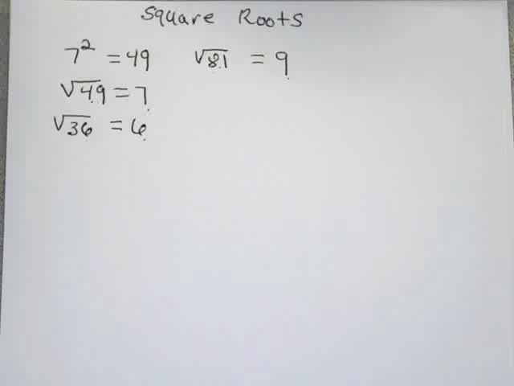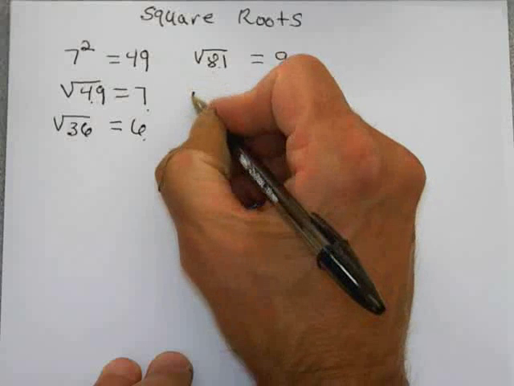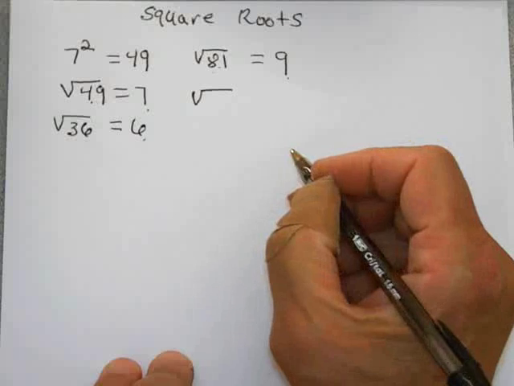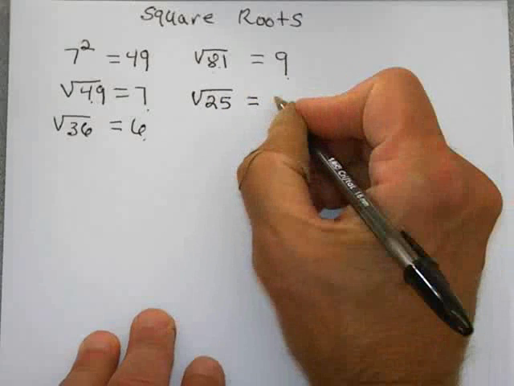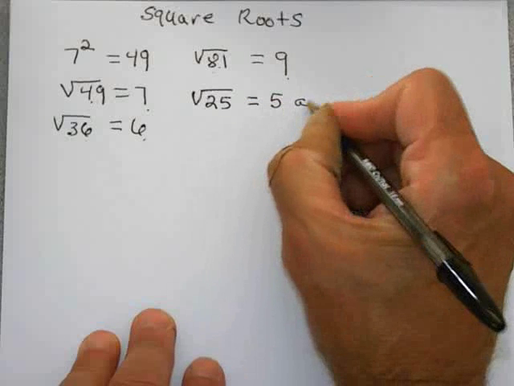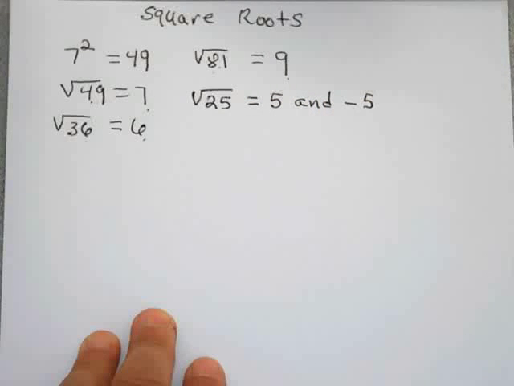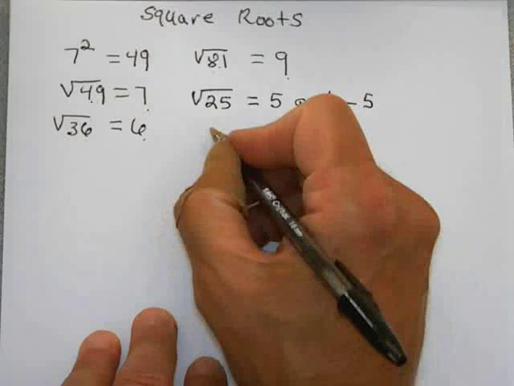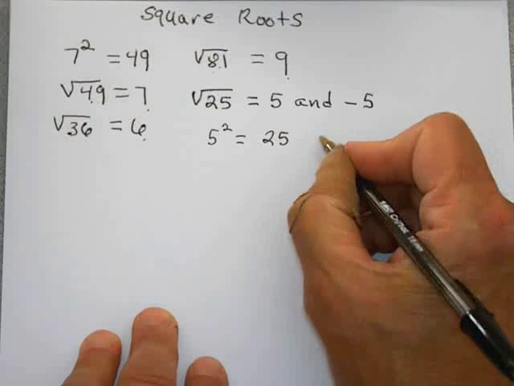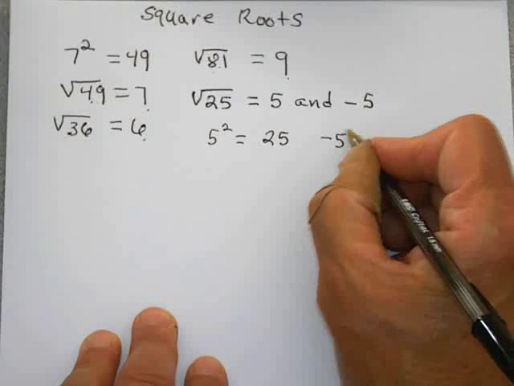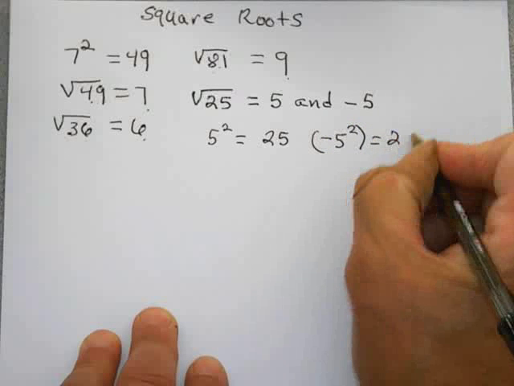Now, some of you may have already figured this out, but every number has two square roots. It would have a positive and a negative square root. Because, for instance, how about we use 25? Well, the square root of 25 is both 5 and negative 5. And why is that true? Well, that's true because 5 to the second power would equal 25, and negative 5 to the second power would also equal 25.